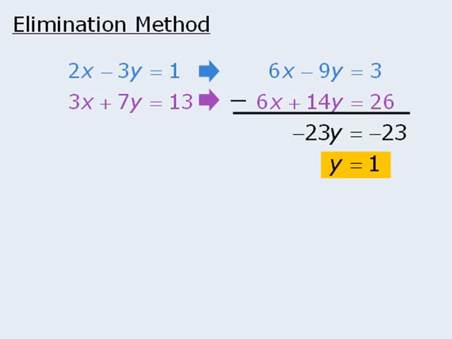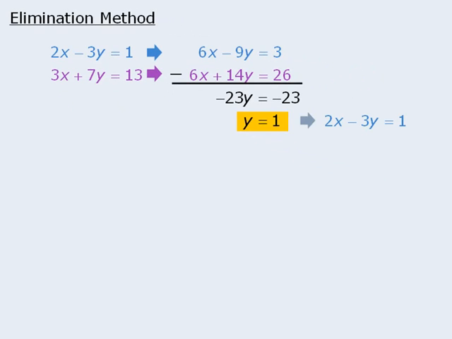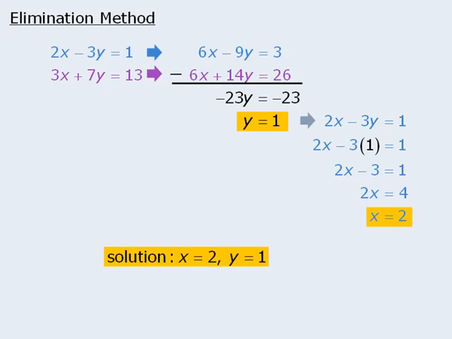Now that we know the value of y, we can plug this value into any of the above equations in order to find the value of x. Let's use this equation. When we replace y with 1, we get an equation we can solve for x. First, we'll simplify the left-hand side, then we'll add 3 to both sides, and finally we'll divide both sides by 2 to get x equals 2. So the solution here is x equals 2 and y equals 1.